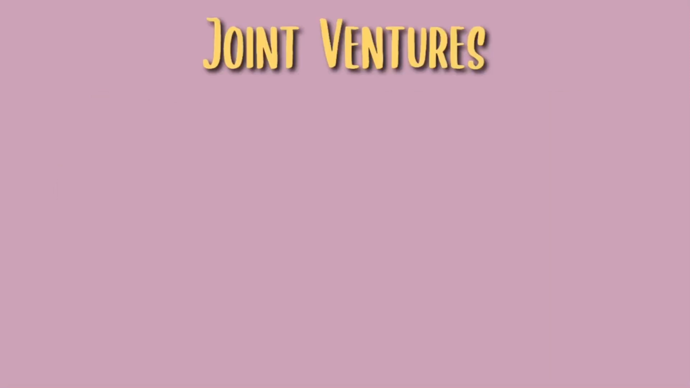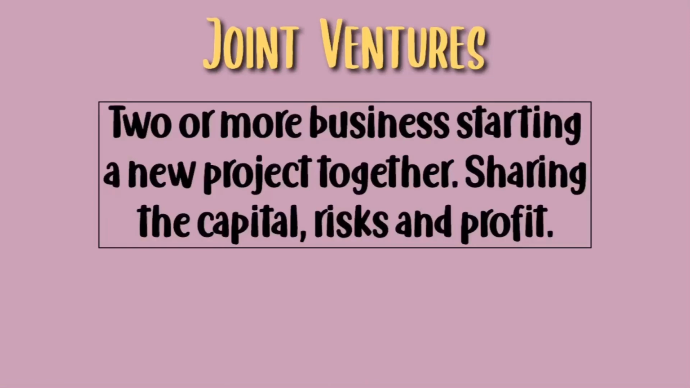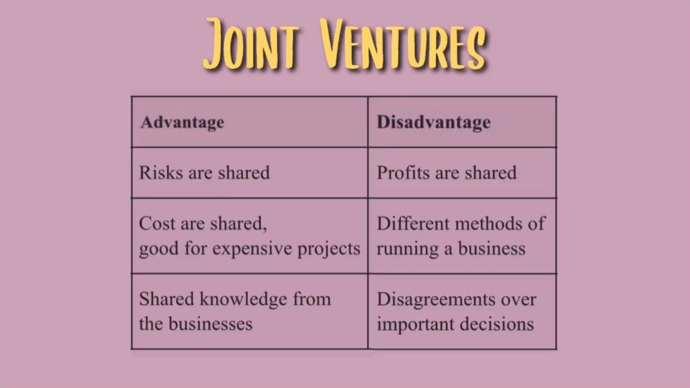Now let's look at joint ventures. So a joint venture is two or more businesses starting a new project together, sharing the capital, risk, and profit. The advantages of a joint venture is that the risks are shared, the costs are also shared, which is good for expensive projects, and they have shared knowledge from the businesses. On the other hand, the profits are also shared, and there's different methods of running a business, which could lead to disagreements over important decisions.